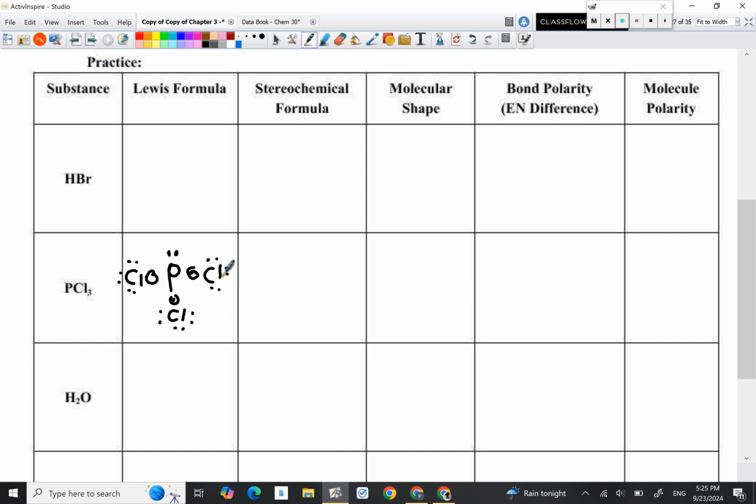So our stereochemical formula: phosphorus has one lone pair and we have 3 bonding pairs. So we are going to get our phosphorus in the middle. We're going to get chlorine on the bottom of the paper, chlorine coming out of the paper, and chlorine going behind. So this is, of course, pyramidal. Sorry, I can write that a little neater for you.